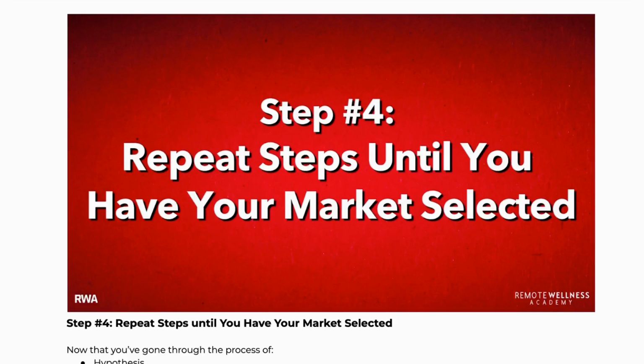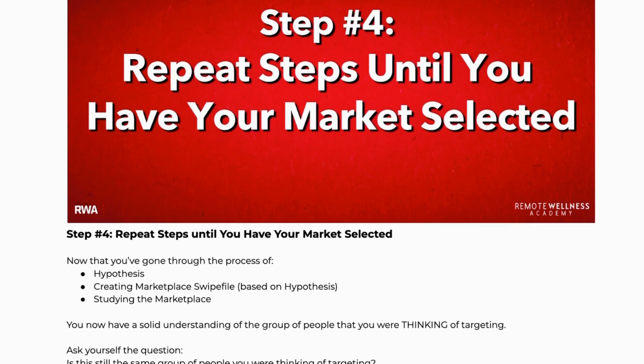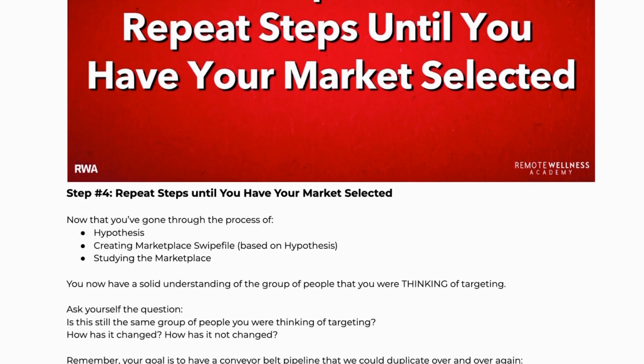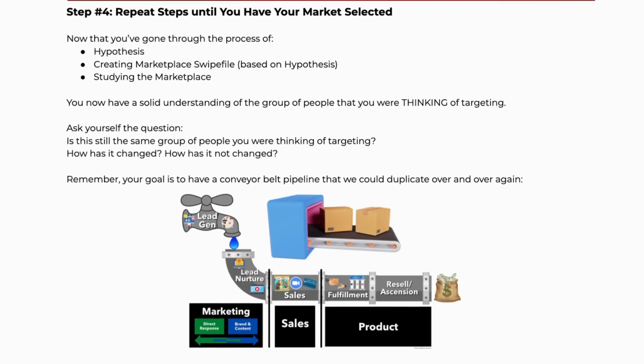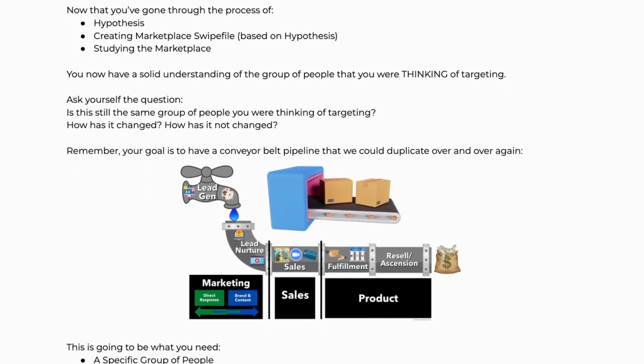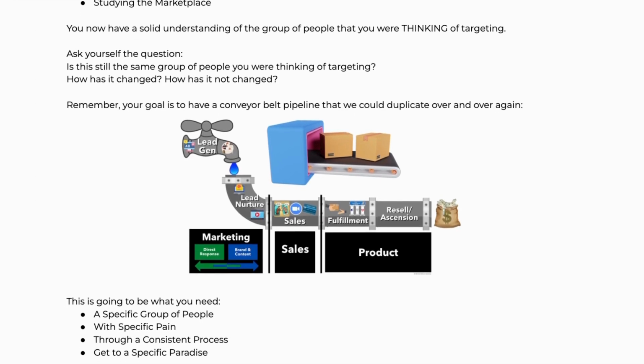All right, ladies and gentlemen, step number 4 is repeat the steps until you have your market selected. So now that you've gone through the process, you've come up with your hypothesis, you've created your market swipe file based on the hypothesis, you studied the marketplace and how the market is actually identifying themselves. You now have a pretty solid understanding of the group of people you were thinking of targeting in your hypothesis. Now ask yourself, is this still the same group of people that I was thinking of targeting? How has this changed? How has this not changed now that I've looked at the marketplace?